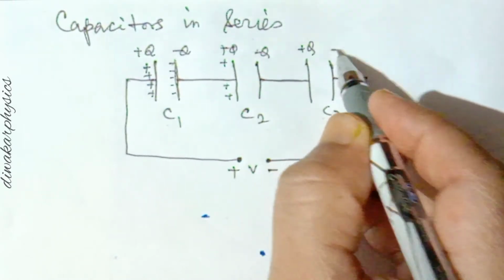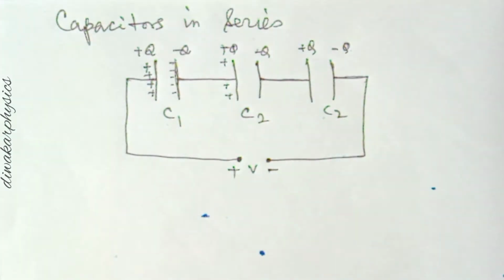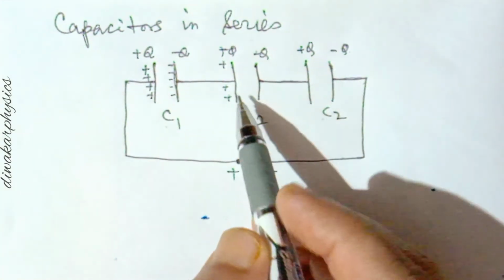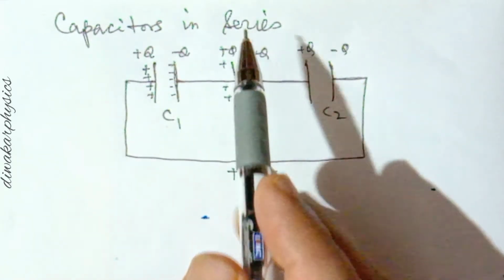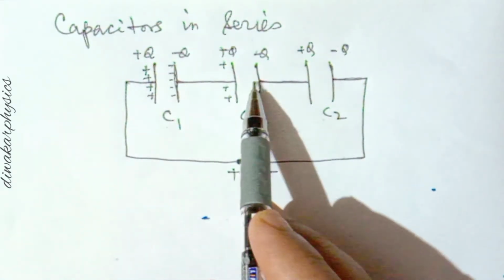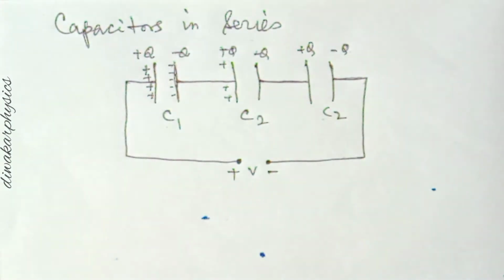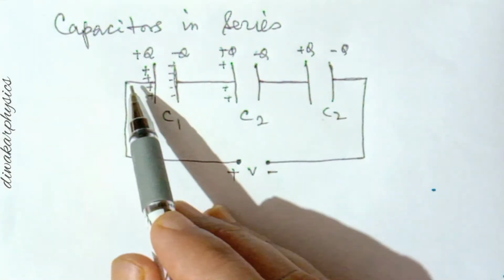Plus Q, minus Q. So the basic idea is that when capacitors are in series, the same charge will be established on the plates. You can remember that the charge on each capacitor remains the same, because this is a single path.